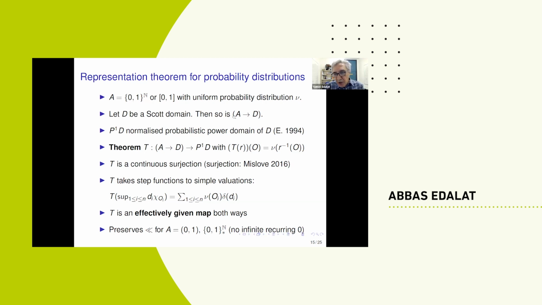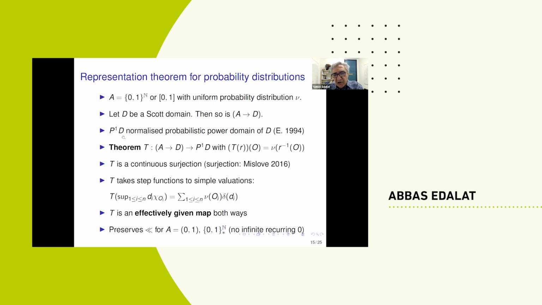By random variables, I mean Scott continuous functions from A to D, because taking open sets as observables and predicate transformers as the inverse image of continuous maps, this is the paradigm in domain theory in logical form that we work with. So we take random variables that are Scott continuous functions. Now we work with the normalized probabilistic power domain of the Scott domain.